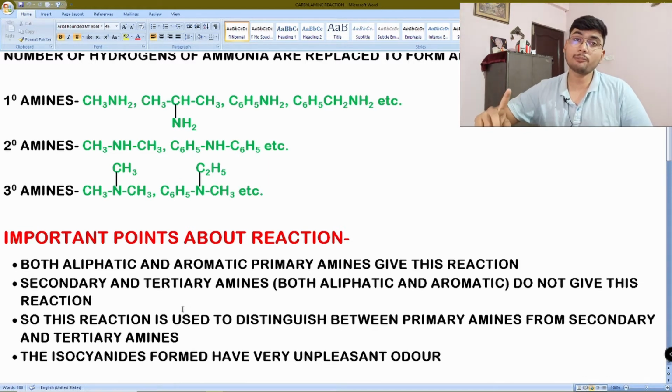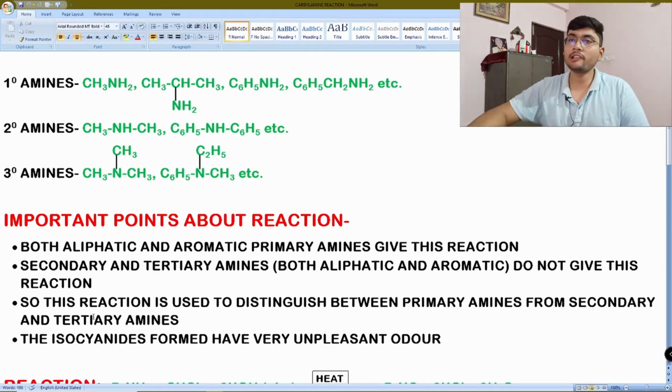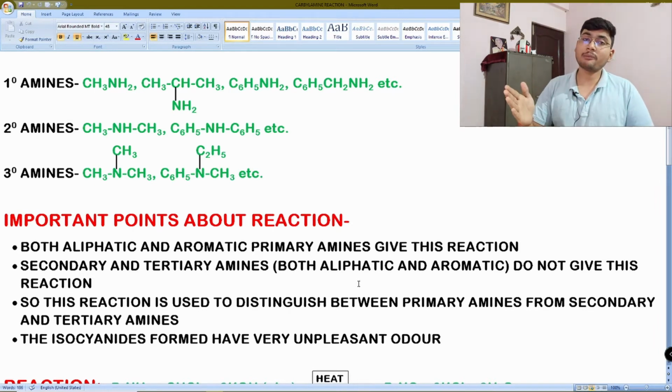This point is very important: the carbylamine reaction is given only by primary aliphatic and aromatic amines, not secondary and tertiary. This point should be kept in mind. The second point is that secondary and tertiary amines, both aliphatic and aromatic, do not give this reaction. Because only primary amines give this reaction, the carbylamine reaction distinguishes primary amines from secondary and tertiary.